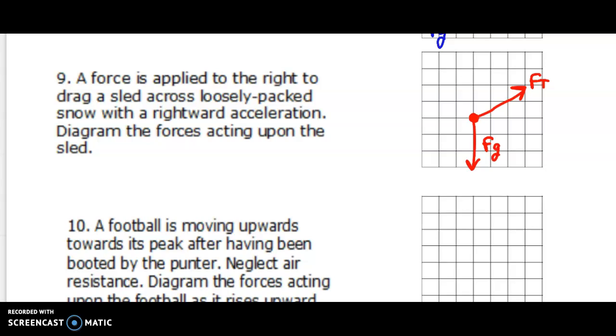Now, there is an X component that's going forward, force of tension X, and it's snow, so I don't know if they assume that we should assume there's no friction, but I'm going to put a little bit of friction on this. Force of friction kinetic again. So I still have a rightward acceleration.